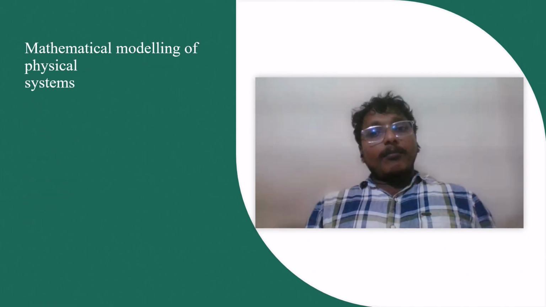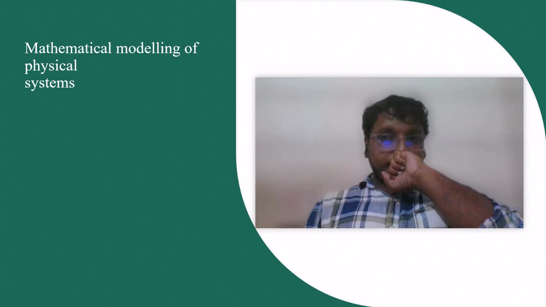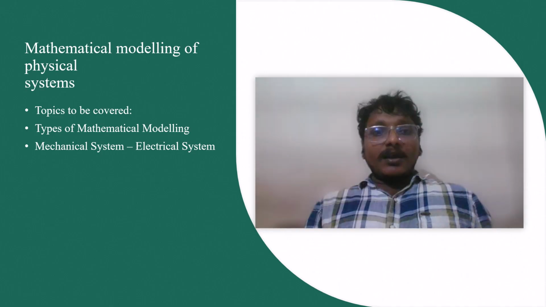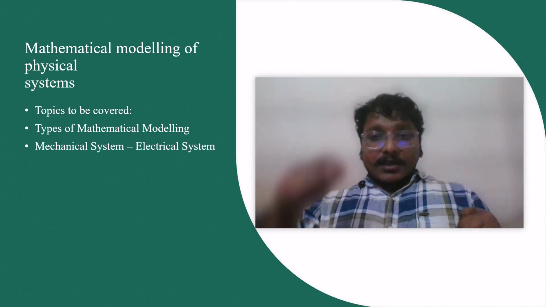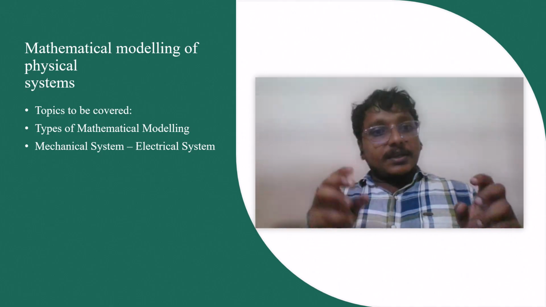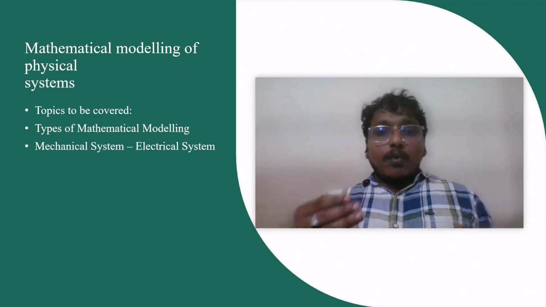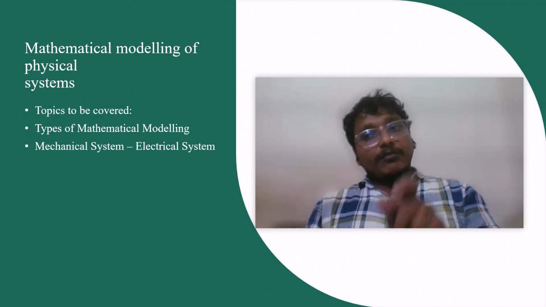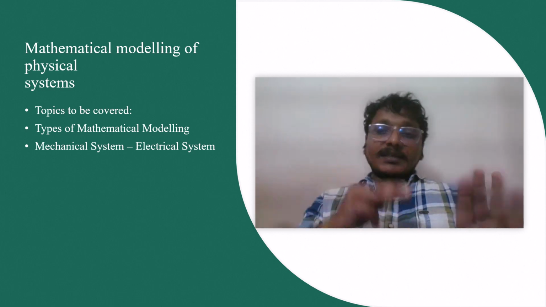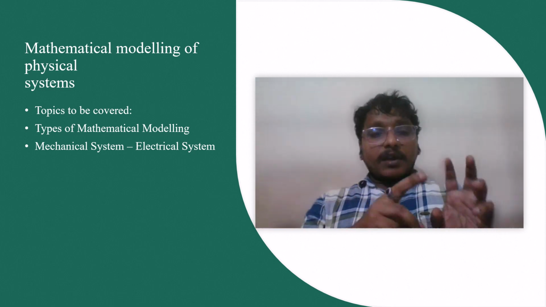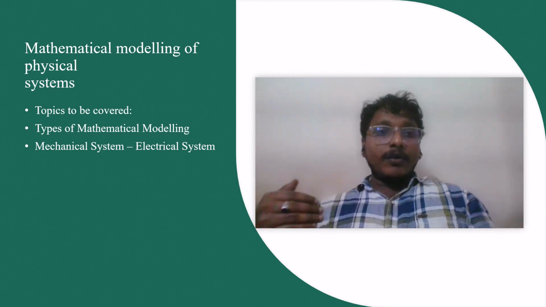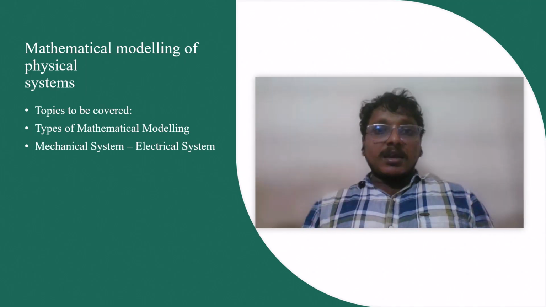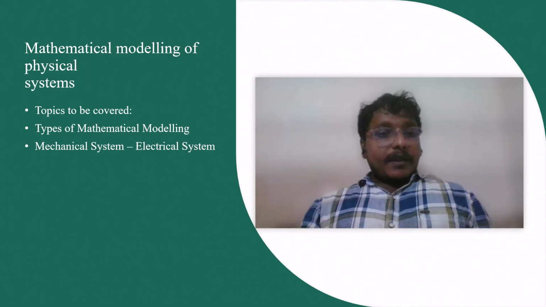That is mathematical modeling of the physical system. The topics to be covered in this lecture are the types of mathematical modeling. There are multiple mathematical modelings, so which are those, and in this lecture we are going to discuss only the mechanical system to electrical system. We will discuss step by step. That's why I'm separating every video with respect to system to system variations. I'm clarifying clearly.